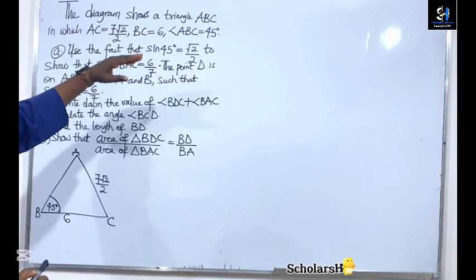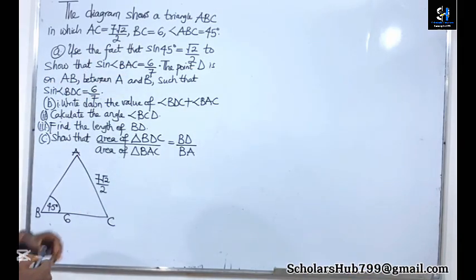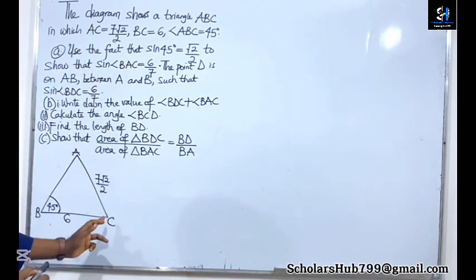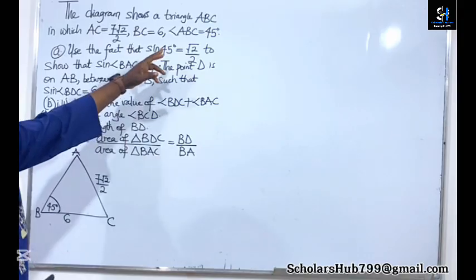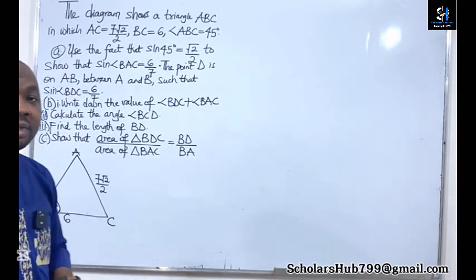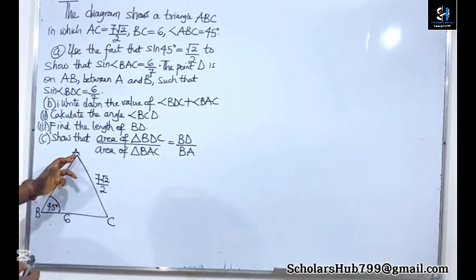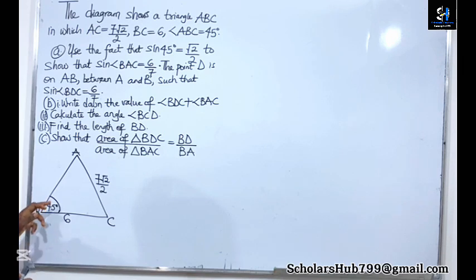The diagram shows a triangle ABC in which AC is 7 root 2 over 2. That is, side AC is 7 root 2 over 2. Side BC is 6. Then the size of angle ABC is 45 degrees. That is, the size of this angle ABC is 45 degrees.